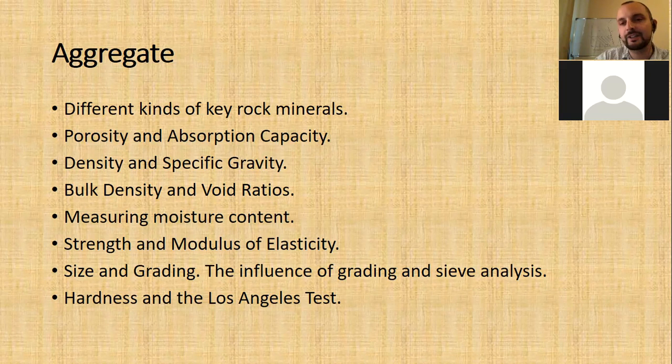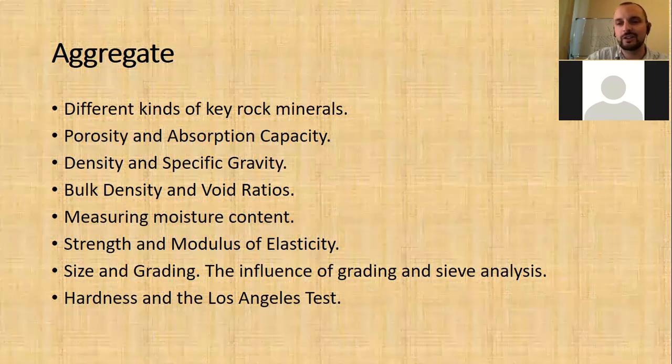But remember, aggregate is not just rock. It's basically a compendium of many rocks put together. So we talked about grading. What are all of the aggregate particles, their sizes, their range of sizes. And we talked a lot about how to do sieve analysis. We then also talked about hardness and brittleness. And with that came the Los Angeles test. And so the Los Angeles test tests both hardness and brittleness together.